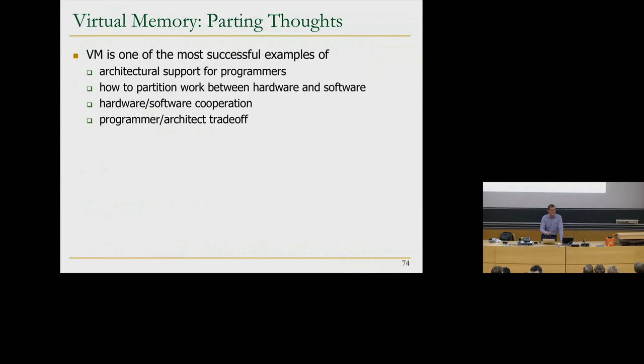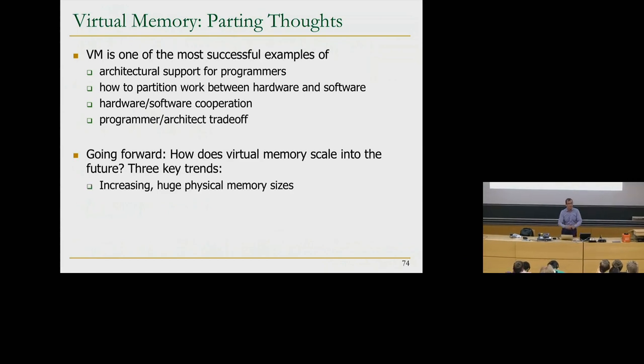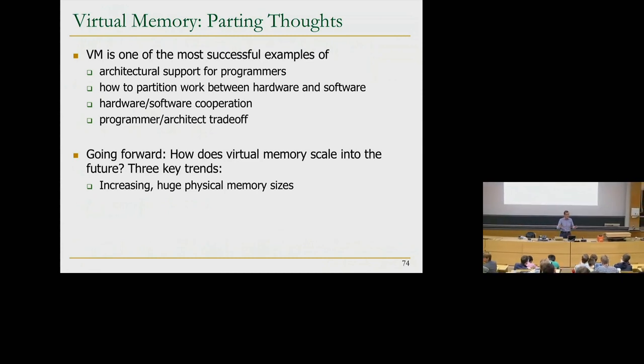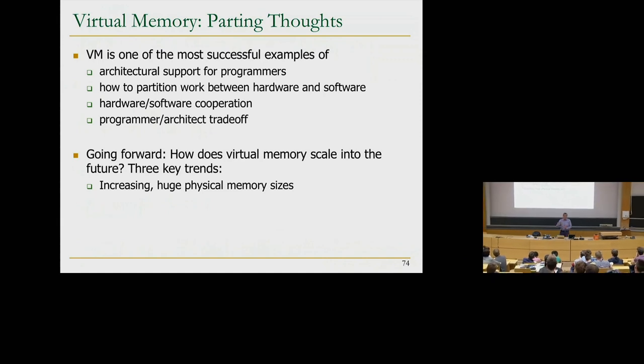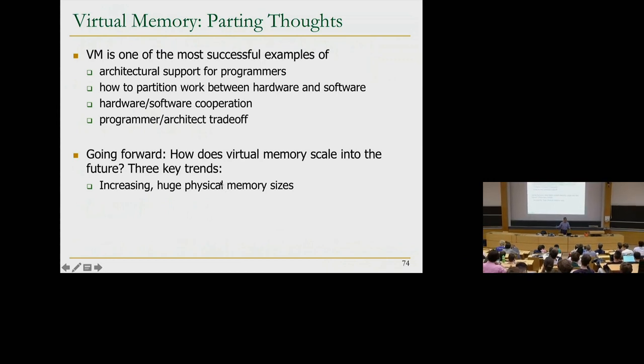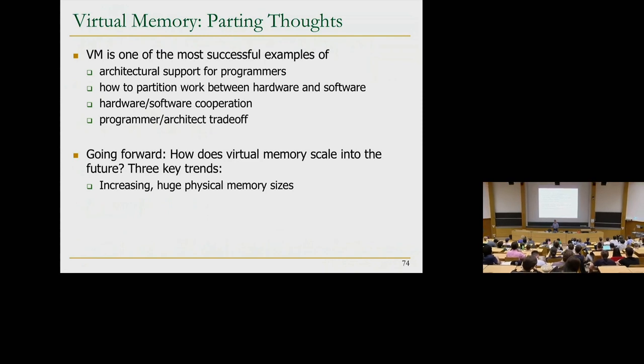I've already discussed this. But going forward, this is actually causing problems. How does virtual memory scale into the future? There are three key trends. We have huge physical memory sizes today. Some of them obviate the need for virtual memory. At least the translation may go away in some cases. But protection is, of course, a different question, right? You need protection somehow. So this is changing the landscape, especially with large memories, not just DRAM, but new memory technologies.